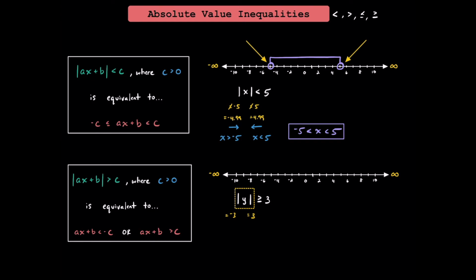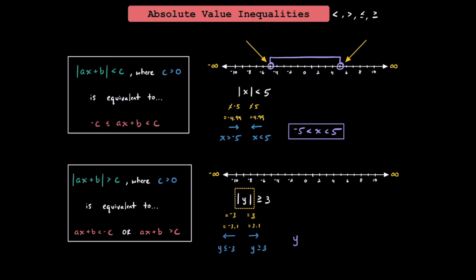Now we have to ask ourselves what values of y will also be 3 or more units away from 0. Numbers like negative 3.1 or negative 3.2 or negative 3.3 would be more than 3 units away from 0. And numbers like positive 3.1 or positive 3.2 or positive 3.3 are also going to be more than 3 units away from 0. It looks like numbers to the left of negative 3 or smaller than negative 3 are going to make this true. And numbers to the right of positive 3 or greater than positive 3 are going to make it true. Here we can say that y has to be less than or equal to negative 3. And we can say that y has to be greater than or equal to positive 3.